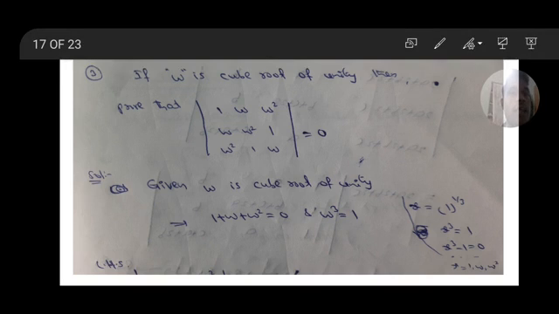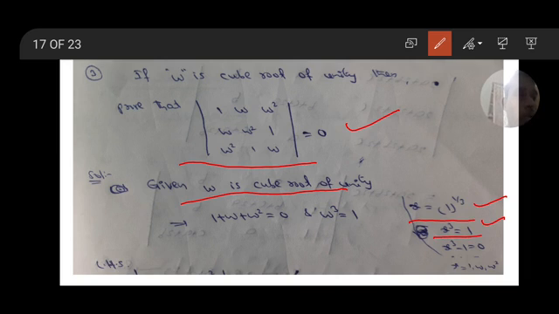Next, third problem: if omega is cube root of unity, then prove that the determinant 1, omega square, 1, omega square, 1, omega equal to 0. Here given omega is cube root of unity. Cube root of unity means x equal to 1 to the power of 1 by 3, that is x cube equal to 1, that is x cube minus 1 equal to 0. Here degree of x is 3, so we get 3 roots, 3 values, that are named as 1, omega, omega square.